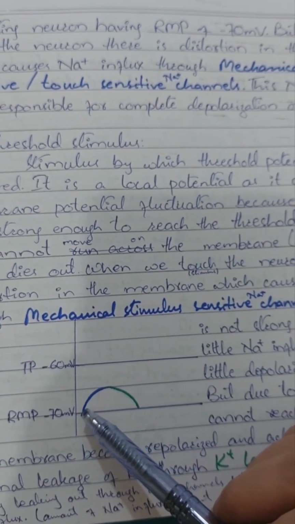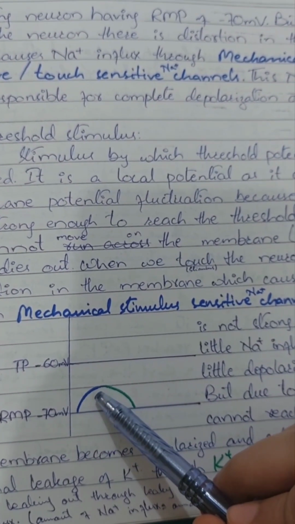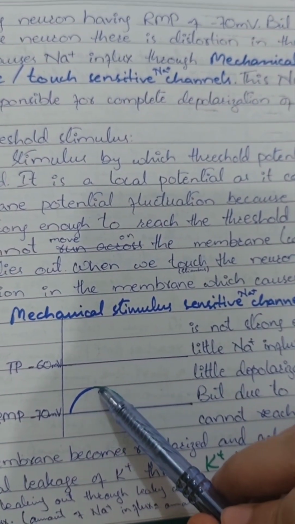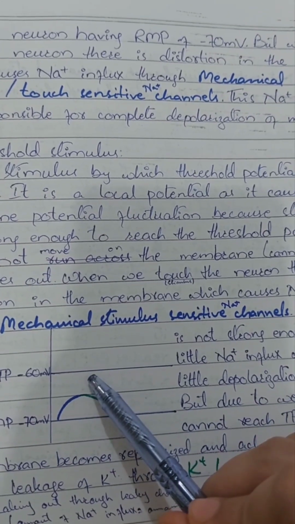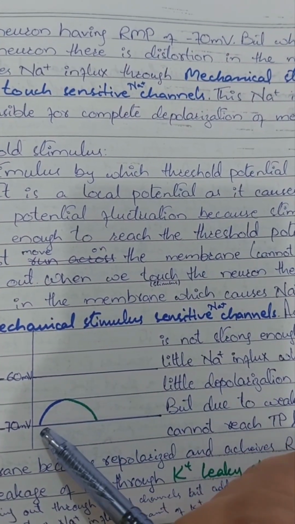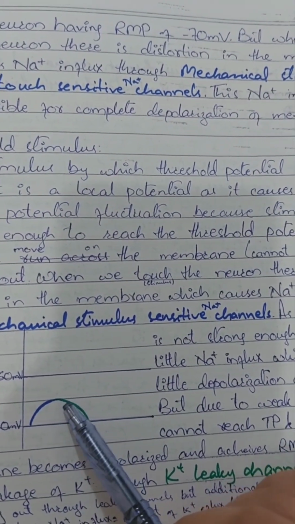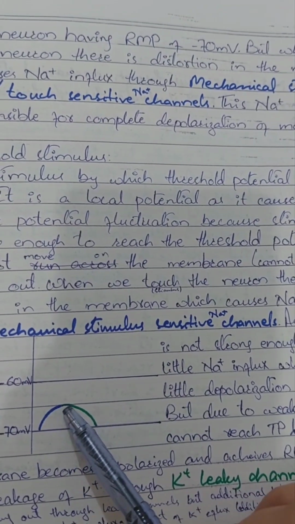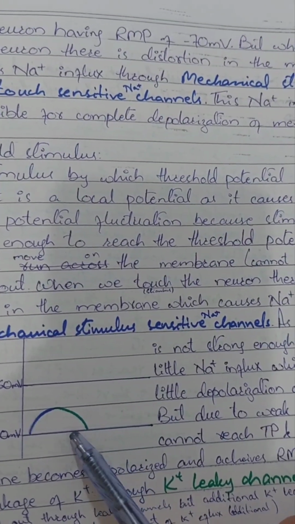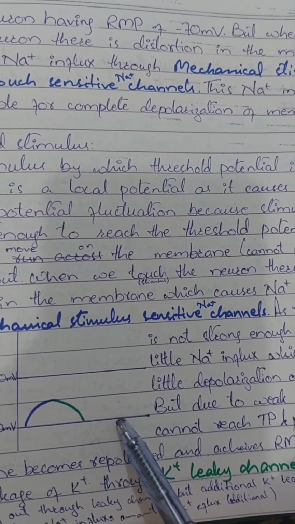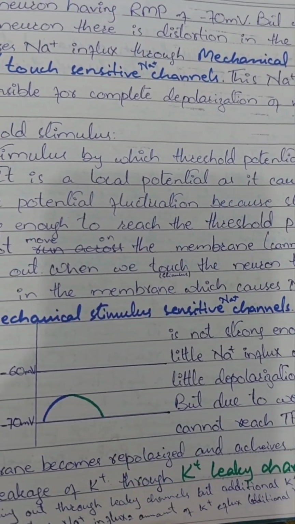When we touch the neuron, there is distortion in the membrane which causes sodium influx through the mechanical stimulus sensitive sodium channels. As the stimulus is not strong enough to reach the threshold potential, it causes little sodium influx which causes little depolarization of the membrane. But due to the weak stimulus, it cannot reach the threshold potential and the potential dies out, and the membrane becomes repolarized and achieves resting membrane potential due to the additional leakage of potassium through potassium leaky channels.